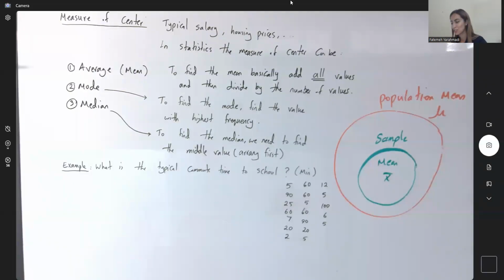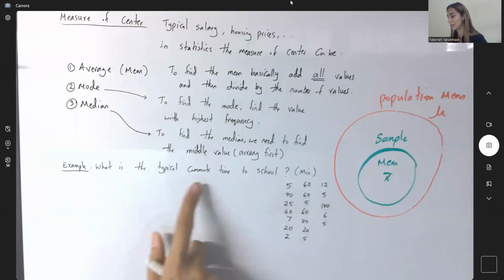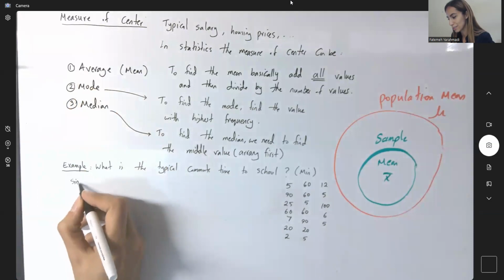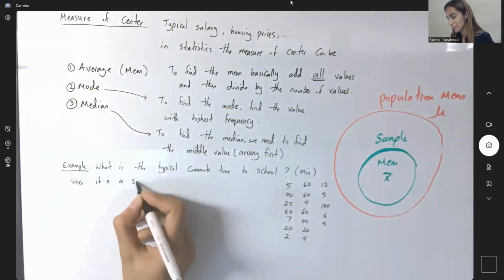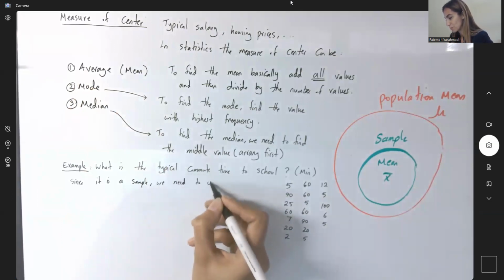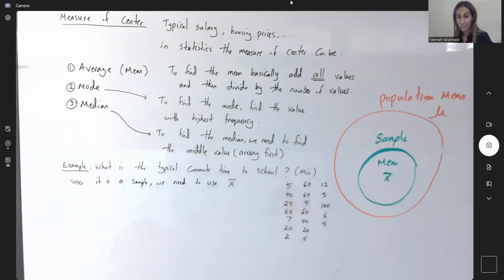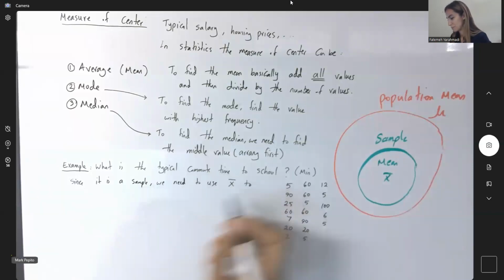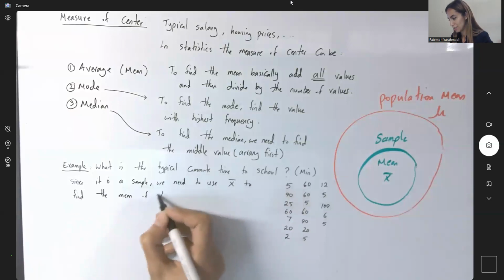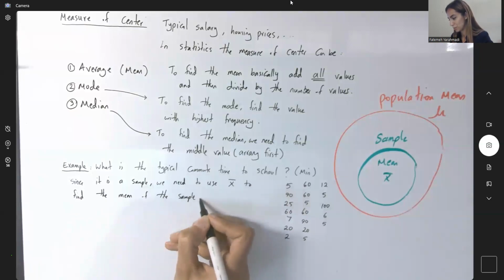So we collected the information. Students in this class have the following commute times in minutes. Well, what is a typical commute time? What we're going to do, we're going to find the average or the mean first. So you're going to say that since it is a sample, we need to use x bar to represent the mean of the sample.